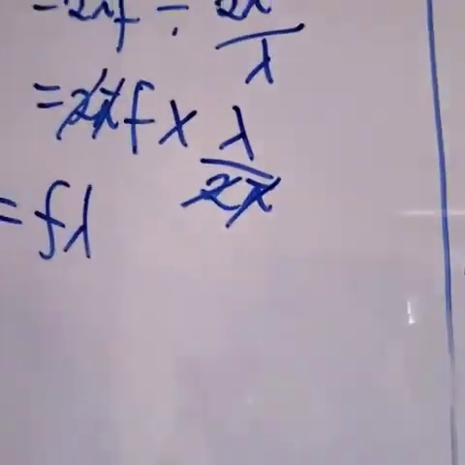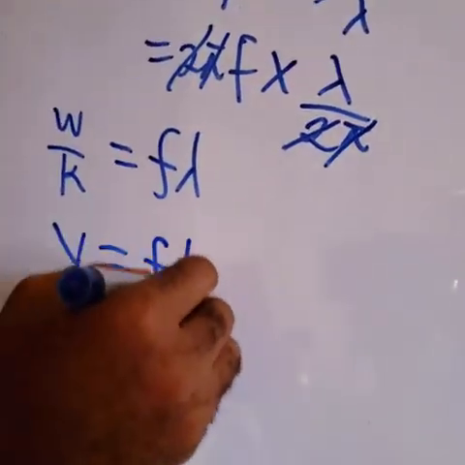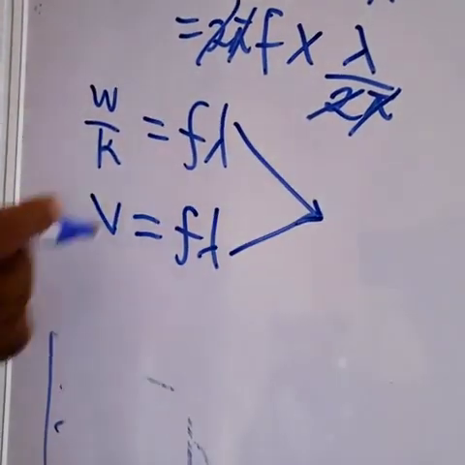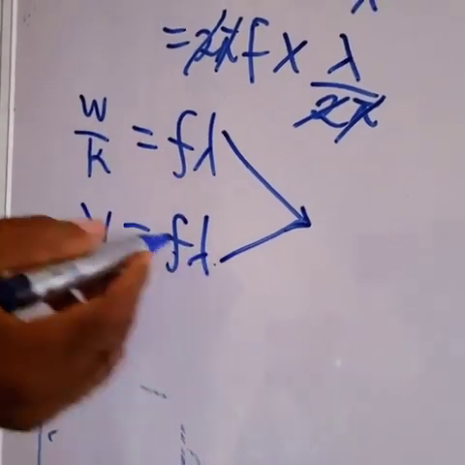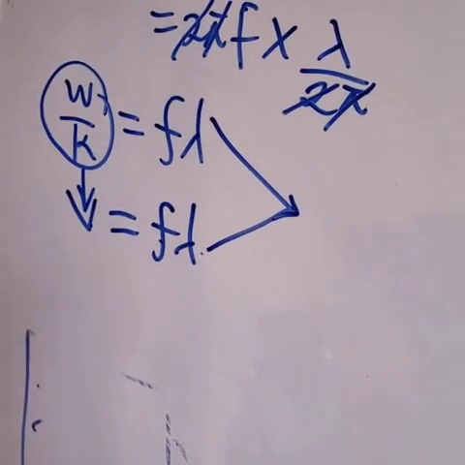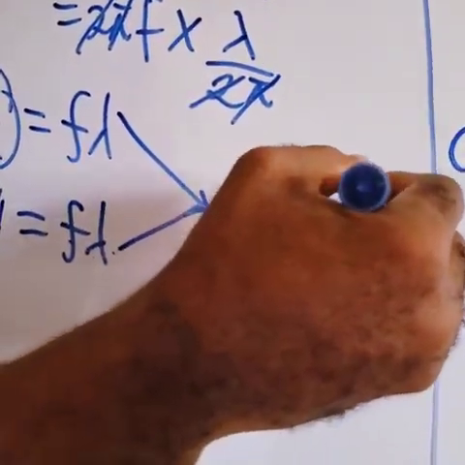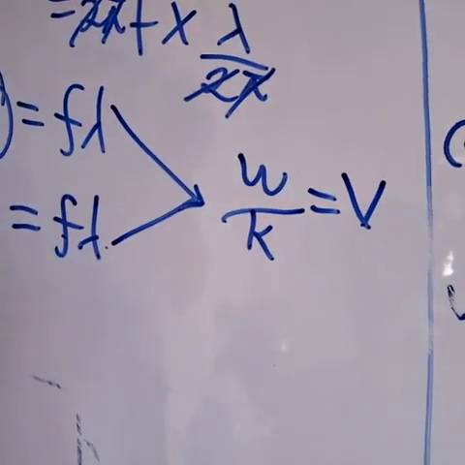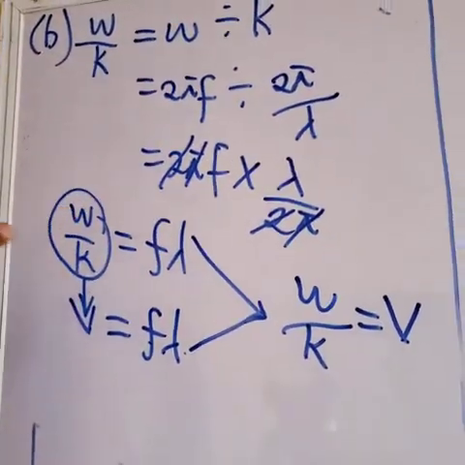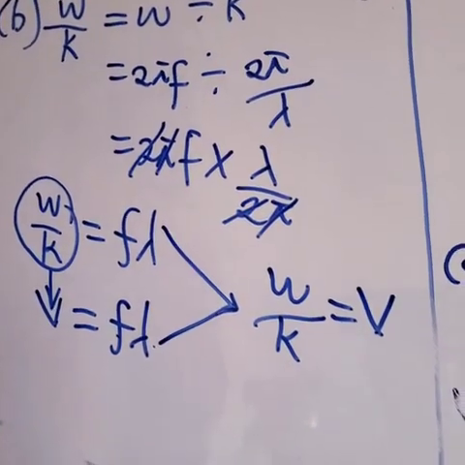And from your wave equation, you know that there's an expression that says wave velocity is equal to frequency times lambda. So that means this equation and this equation are the same. Frequency times lambda is actually the velocity of the wave. So the fraction omega over k represents the velocity of the wave. And to justify means to prove, as we've shown here, that omega over k is actually the wave equation.